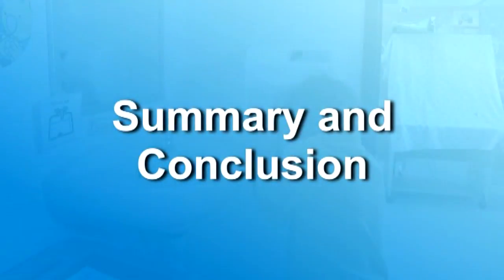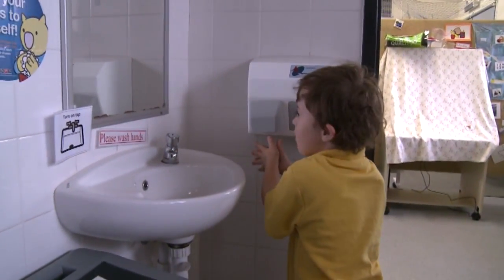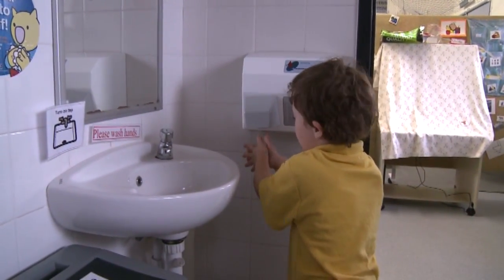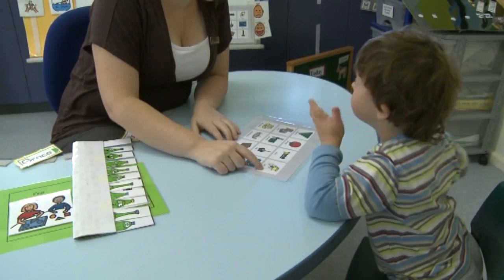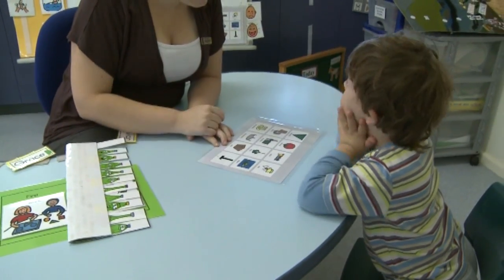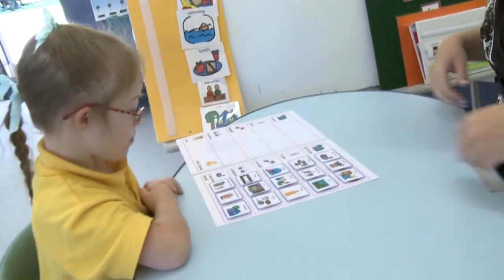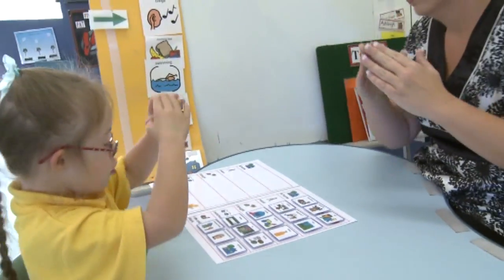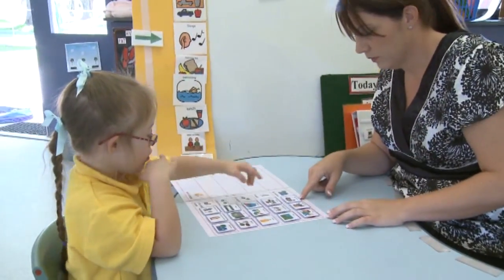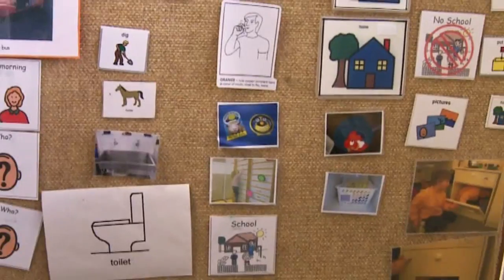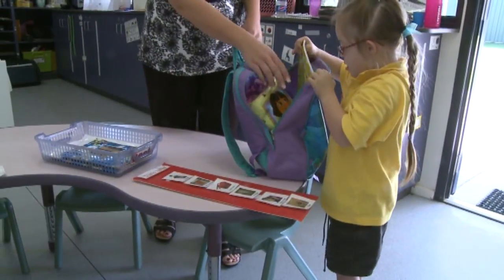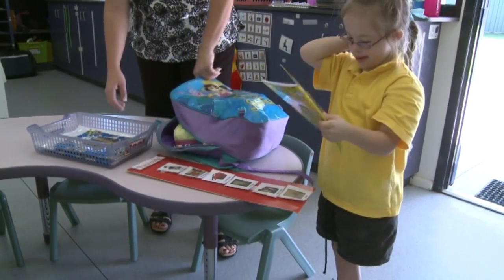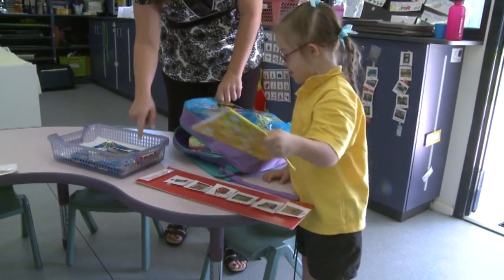Summary and conclusion. Visual systems should be used throughout the day as communication is an integral part of life, so it's best learned and practiced as part of everyday routine. Each visual system should be individualized to meet the needs of the child. You may need to consider the number of objects, photos or computer line drawings that your child can use at a time. Be sure to give your child enough time to focus on the visual support.